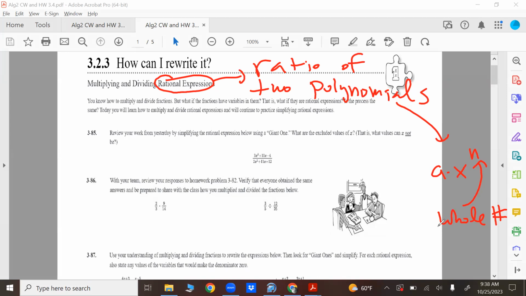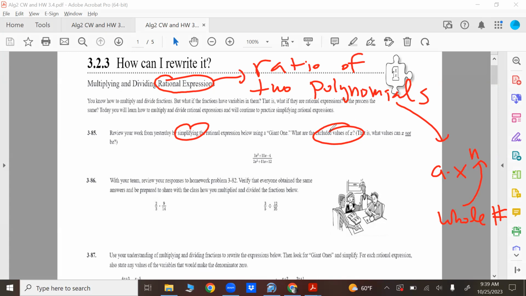So let's look at A5. It says here, review your work from yesterday by simplifying. Okay, so we've got to simplify this, and also state the excluded values. So we've got to do two things: simplify and state the excluded values.